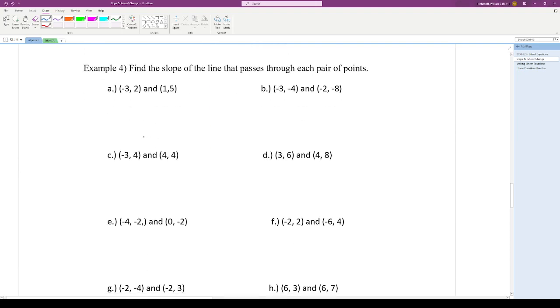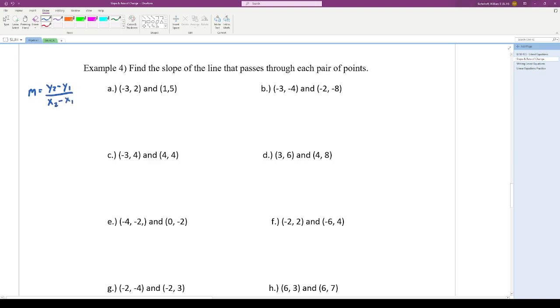We're going to do some examples. I'll go through A and B and then leave the others for you to practice on your own. We're going to find the slope of these. I'm going to write our general form that we just saw since it's back on the previous screen. We had our slope equals y2 minus y1, our new y minus our old y, over x2 minus x1.